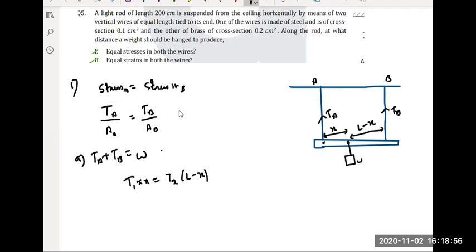From here, we already know T1 is A1 by A2 into T2. So we'll use this equation and put it over here. Then from here, we can find the value of X. I hope all of you understood this question one. Yes? Got it? Everyone just raise your hand if you got the first one.